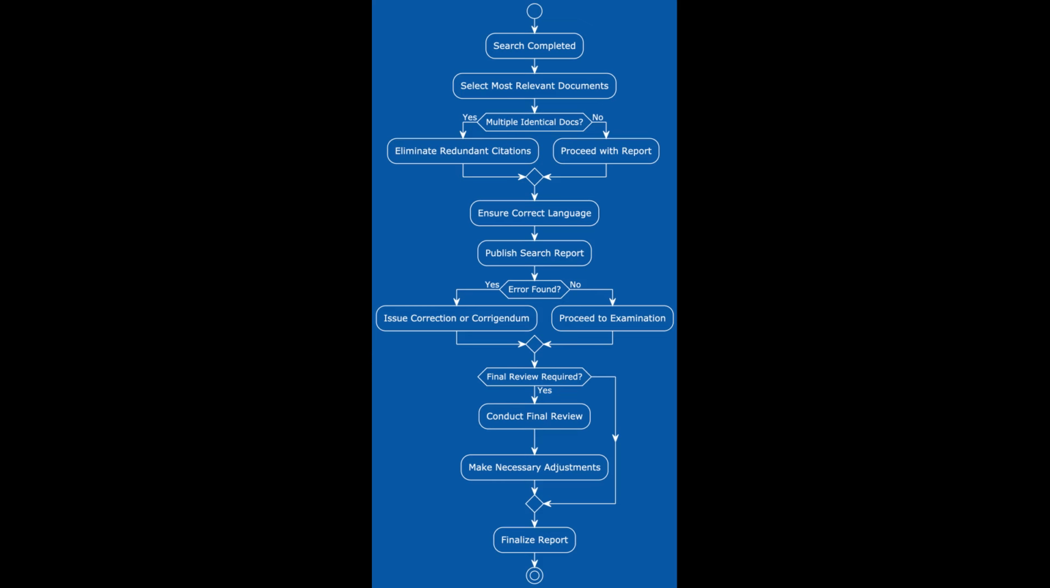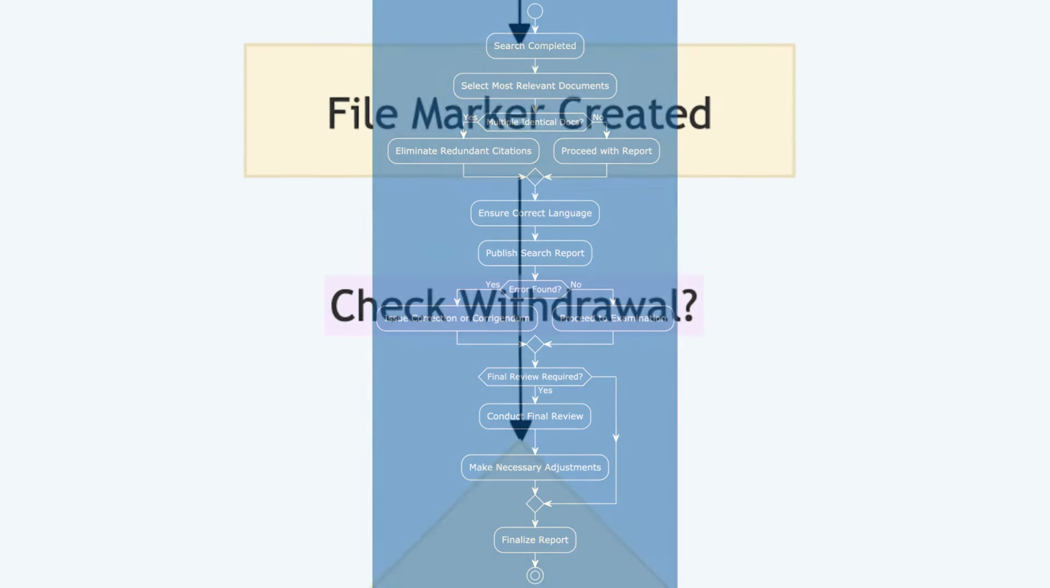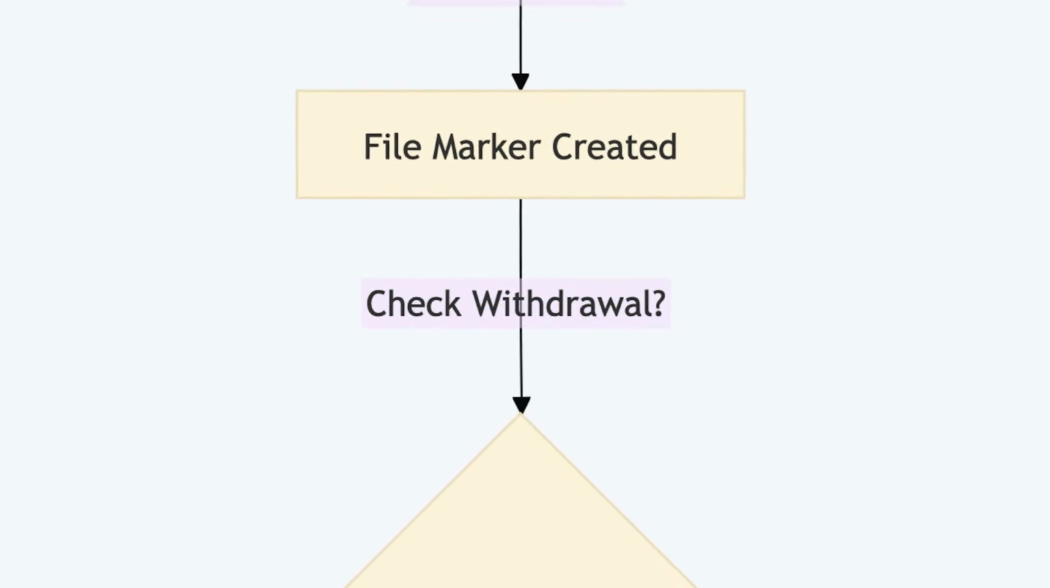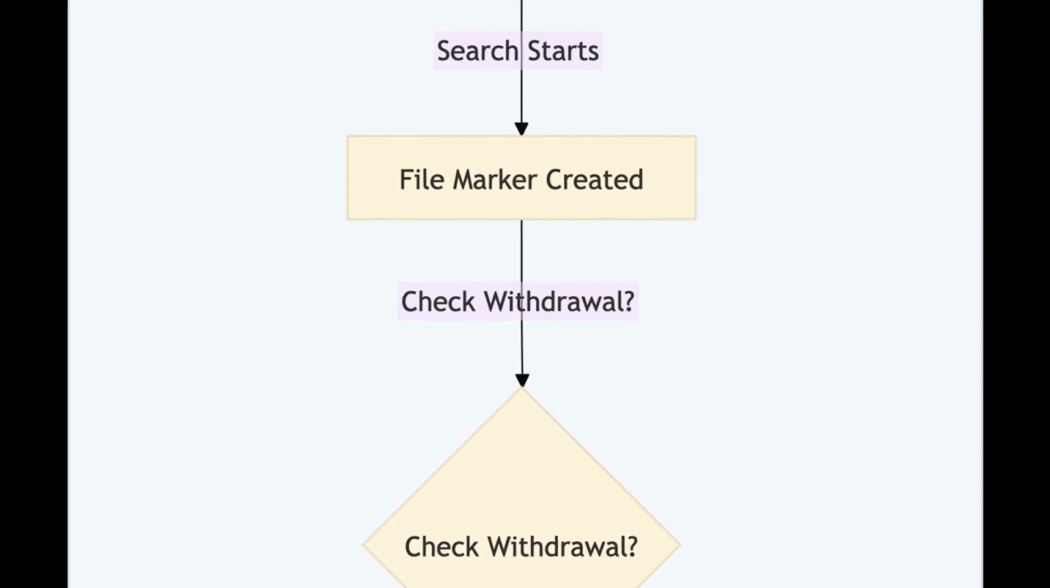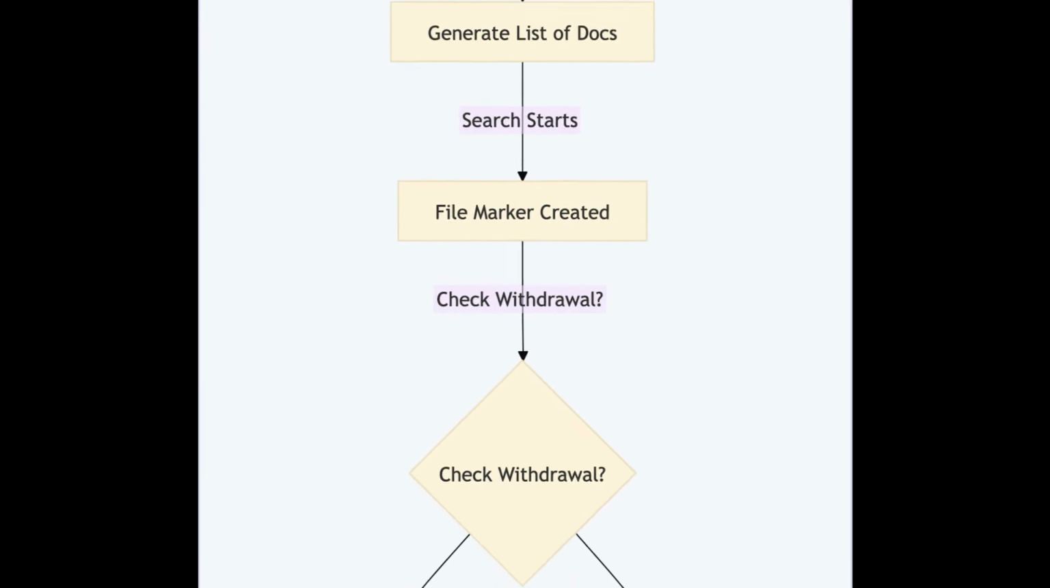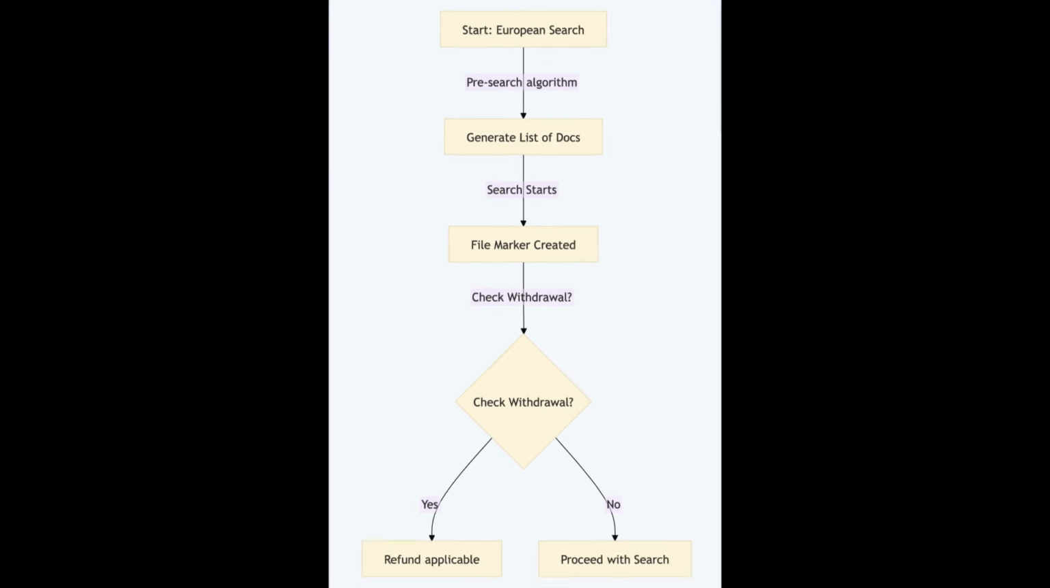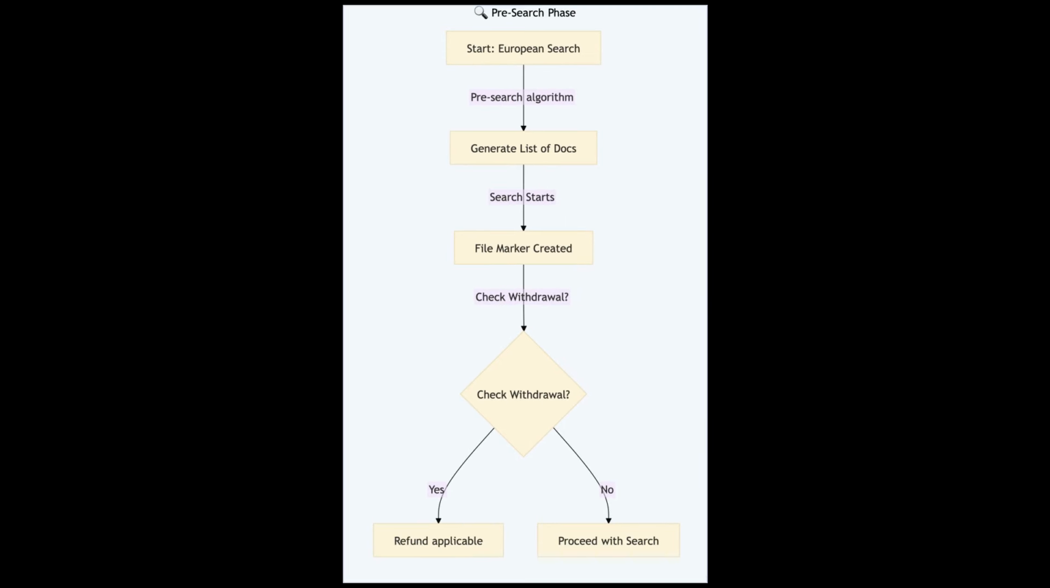Now let's discuss search strategy, how the division approaches the search itself. Part 3. Search strategy. Once the search division understands the invention, they plan their search strategy. This involves selecting keywords, choosing the most relevant technical classifications, checking whether any subject matter is unpatentable, and assessing whether the invention lacks unity. If an application is so unclear that a meaningful search is impossible, the search division issues a Rule 63 declaration explaining why.